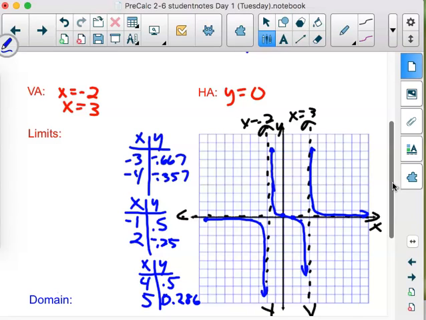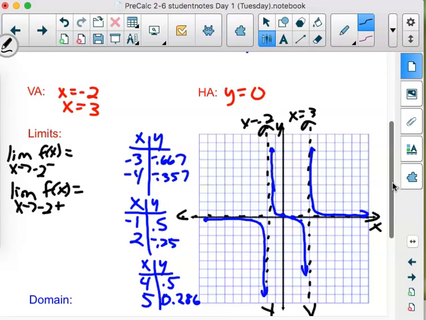So now that we have it graphed, it's going to be much easier to talk about what's happening at those vertical asymptotes. So the limit as x approaches -2 from the left, and was this an f of x? I think we're working with strictly f of x's today. Yes. The limit as x approaches -2 from the right. And then we'll do the same thing for 3. Limit as x approaches 3 from the left.